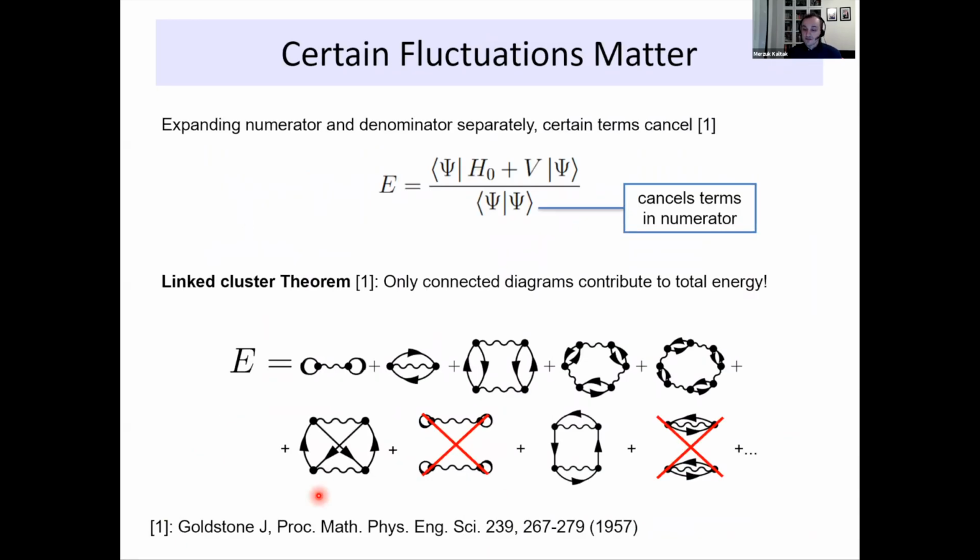Okay, so now Goldstone studied this expectation value for the total energy of the system we're looking for using these diagrams, and he found that this denominator cancels certain terms in the numerator if one expands this separately in a perturbation series. And what he found is the so-called linked cluster theorem. The linked cluster theorem states that the total energy of the interacting system is the sum of all connected diagrams. So disconnected pieces don't have to be taken into account. This is, again, simplifying the topic.